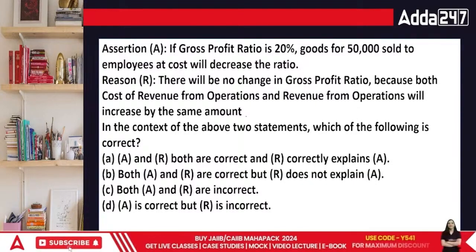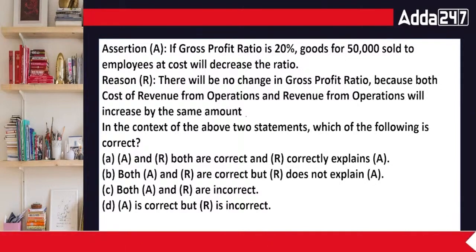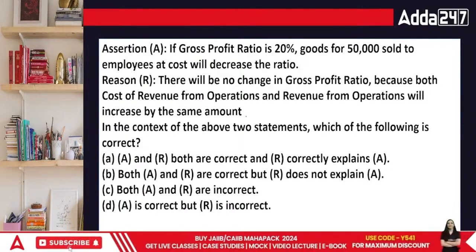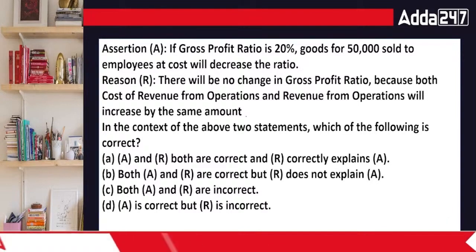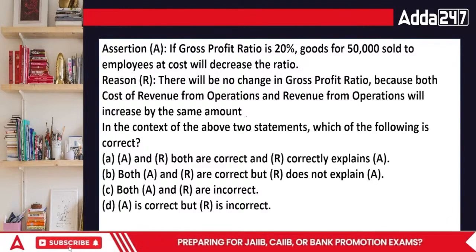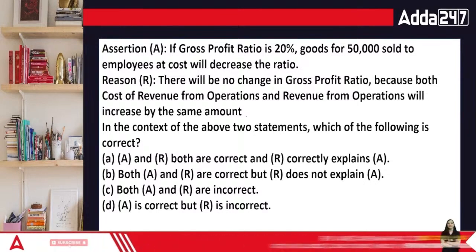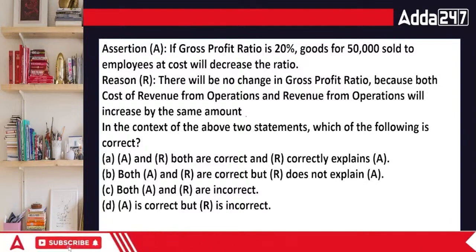Acha, everyone, if the GP ratio is 20%, goods for 50,000 sold to an employee at cost, which will decrease the ratio? There will be no change in gross profit ratio because both the cost of revenue and revenue from operations will be increased by the same amount. You know?